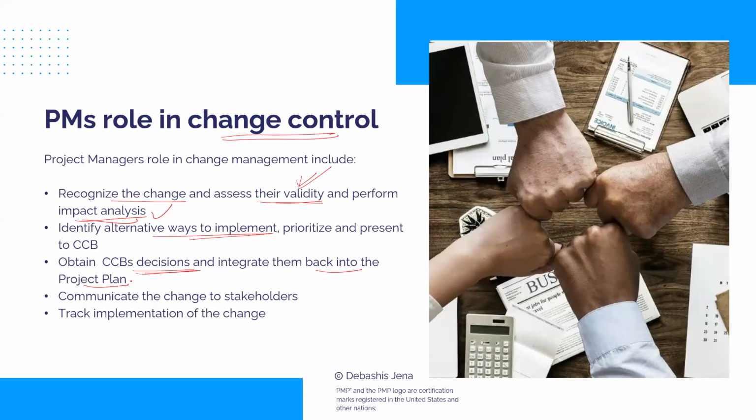Yeah, other documents. Even communicate. So PM needs to communicate to the stakeholders: these are some changes that got approved and are being hereby implemented. And finally, track implementation also. So PM is going to track till the closure of the change.